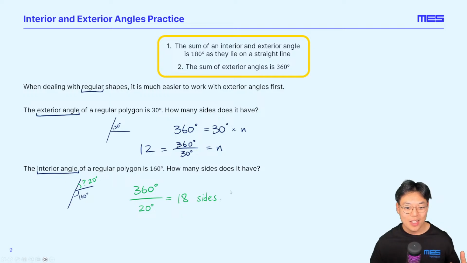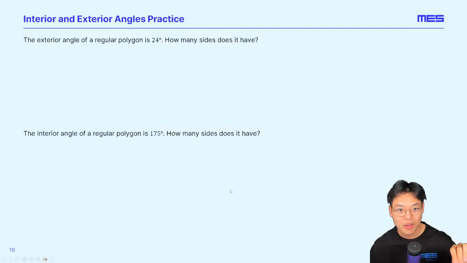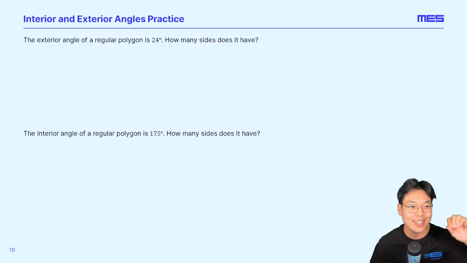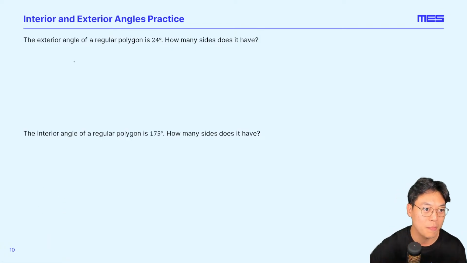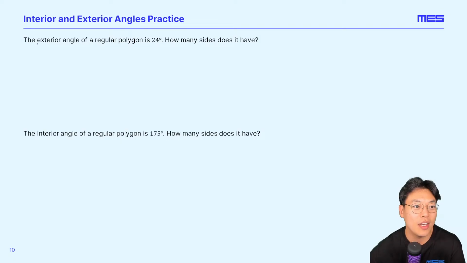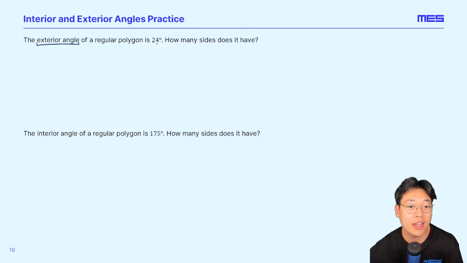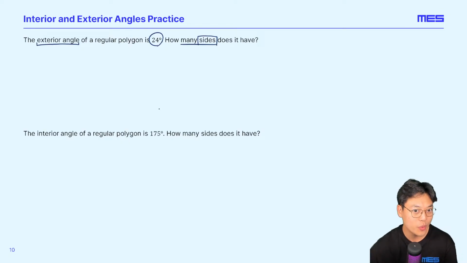All right, now we've talked about interior angles, we've talked about exterior angles. Let's practice these exterior angles. Let me know what to do for this problem. The exterior angle of a regular polygon is 24 degrees. How many sides does it have? What do we do here?